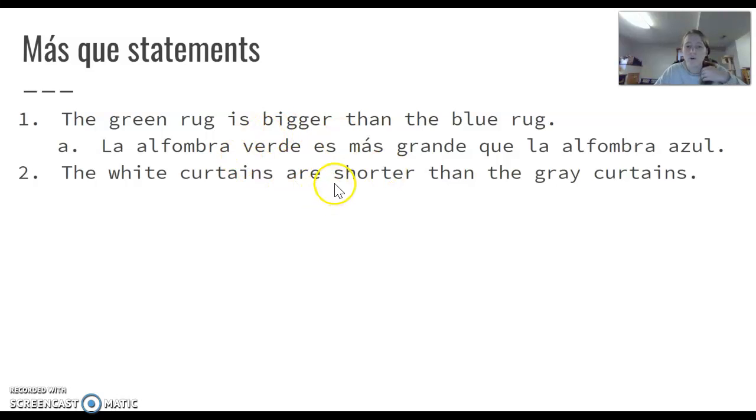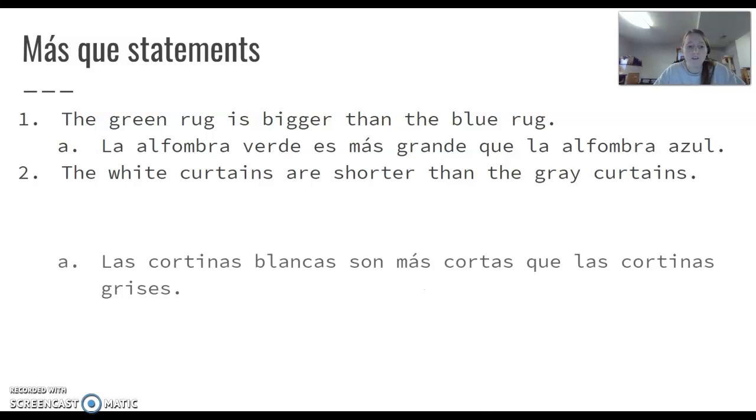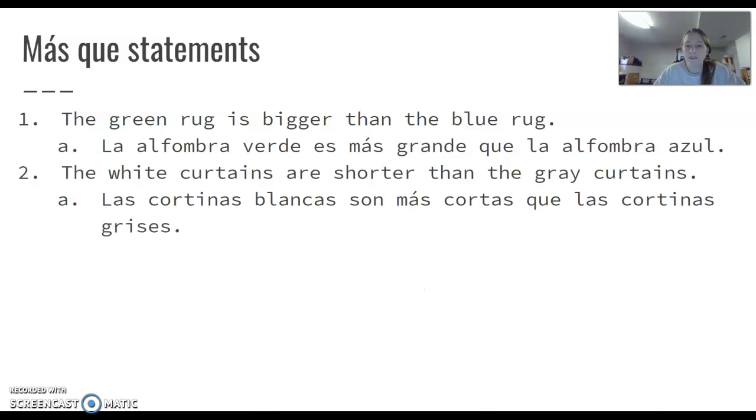Okay, so shorter needs to match curtains in number and in gender. So curtains are feminine, so we're going to use bajas, or cortas, sorry, cortas. So hit pause, then write it, then hit play. All right, so you should have las cortinas blancas son más cortas que las cortinas grises. And we're using ser on all of these because we're talking about a description. Make sure that you have son here and not es because cortinas are plural.